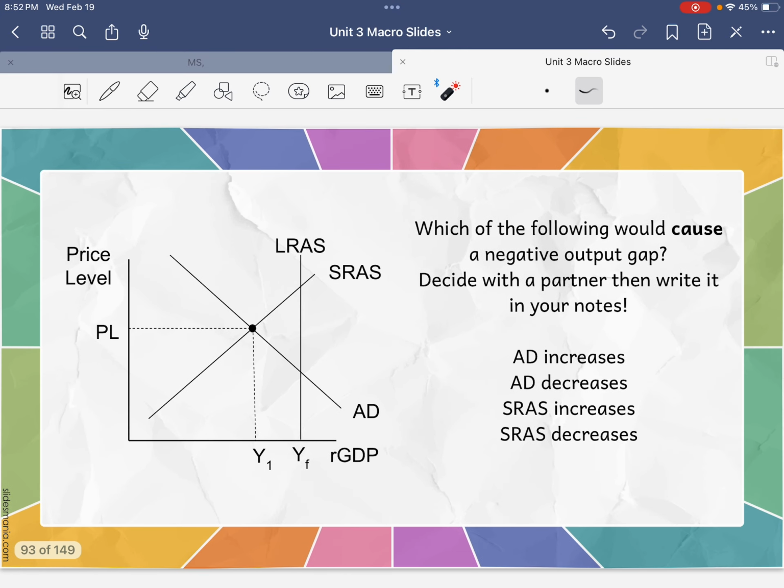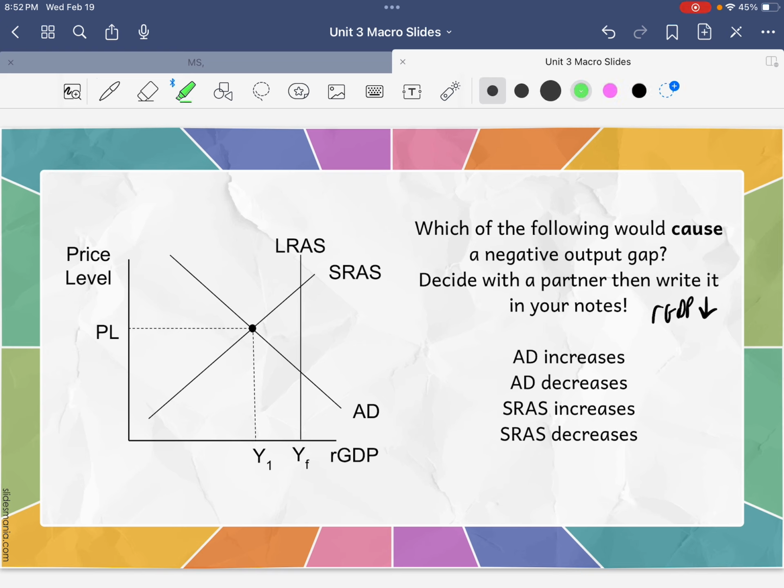All right. So this is a very similar question. Which of the following would cause a negative output gap? Negative means that our RGDP is below where it should be. So which of these things would cause our GDP to be below? Which of these things would cause our GDP to shrink?